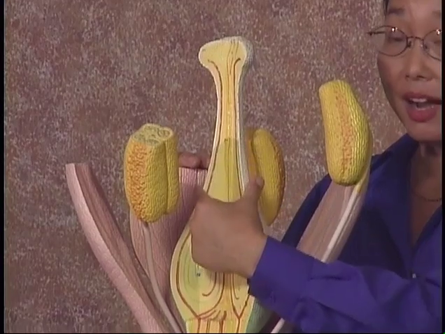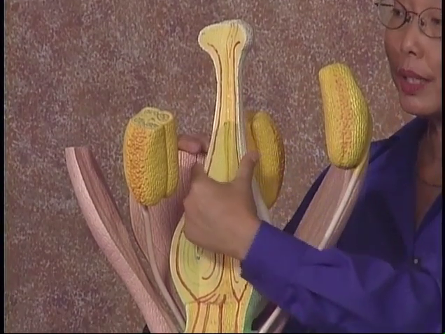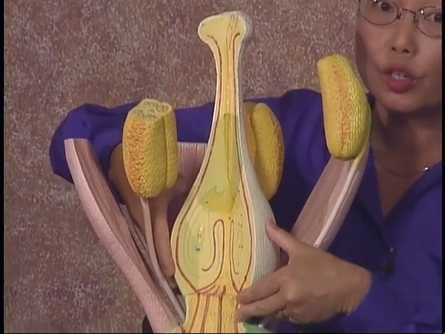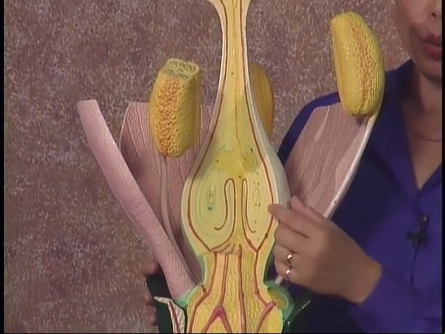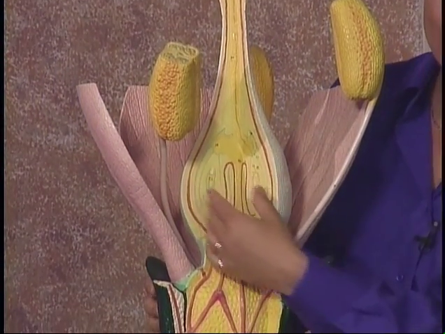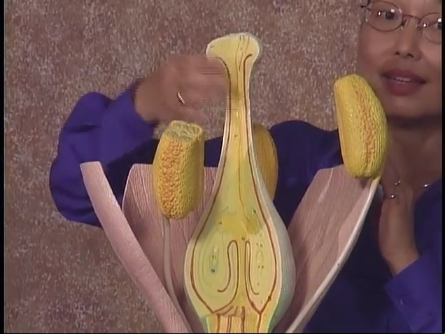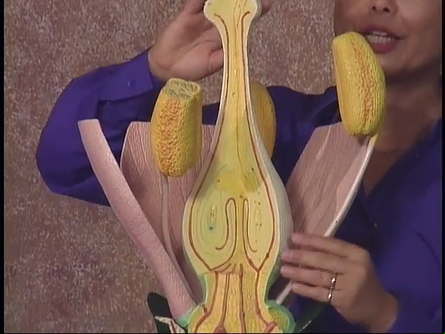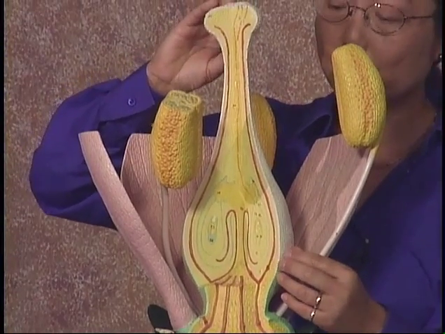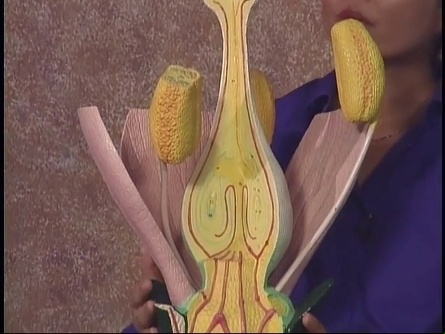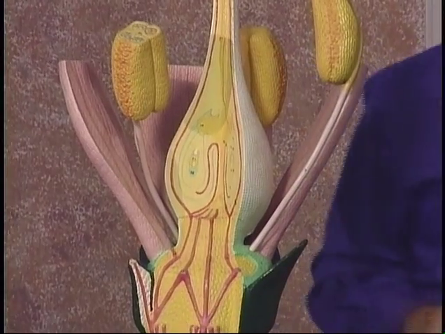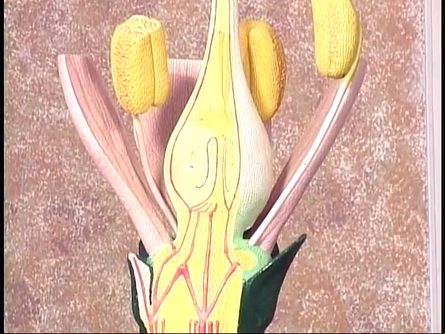Here you have the stylish style. The style is just a little tube that connects the stigma to the ovary. And the ovary will have either 1 or several or many ovules inside of it. So we have the stigma, the style, and the ovary, and that makes up the pistil, the female part of the flower. Alrighty, so we'll get back to the slides here.